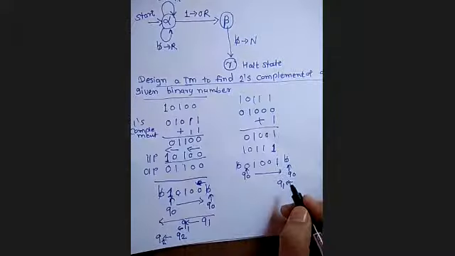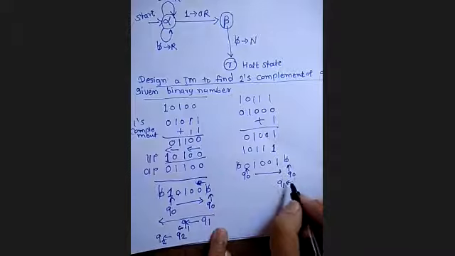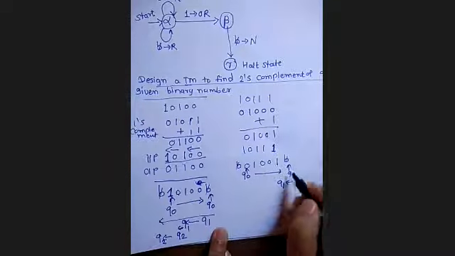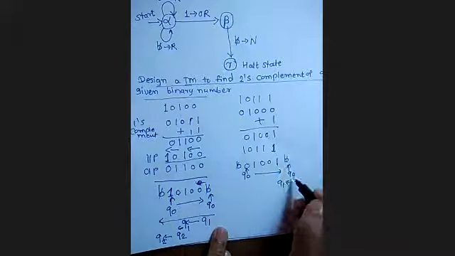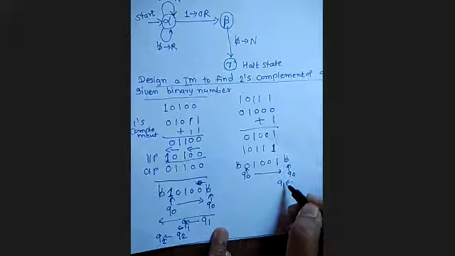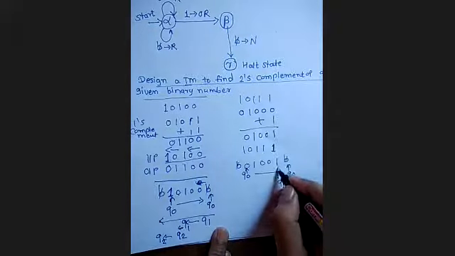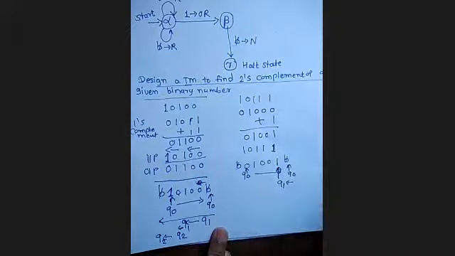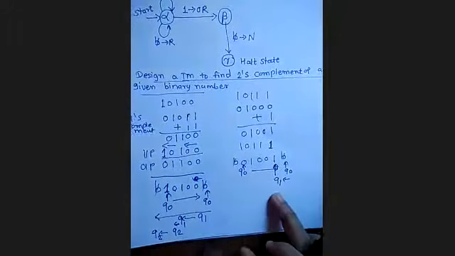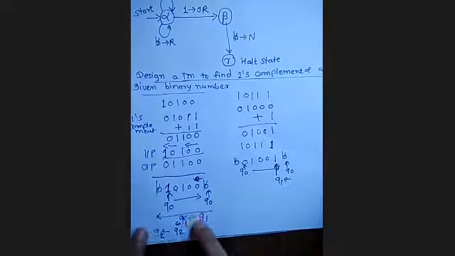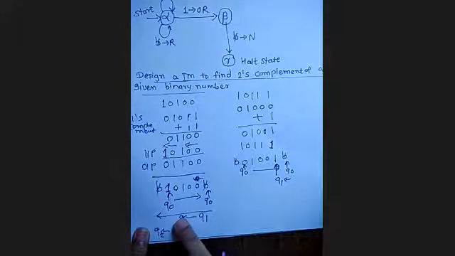Okay, so Q1 here. So the state is changed to Q1. Whenever you read the blank in the Q0 state, change the state to another state. I'm just giving the name Q1 and move to the left. Now in Q1, you are going to read this 1. So in Q1, if you get 0, you keep just moving to the left without changing the state, without changing the input symbol.